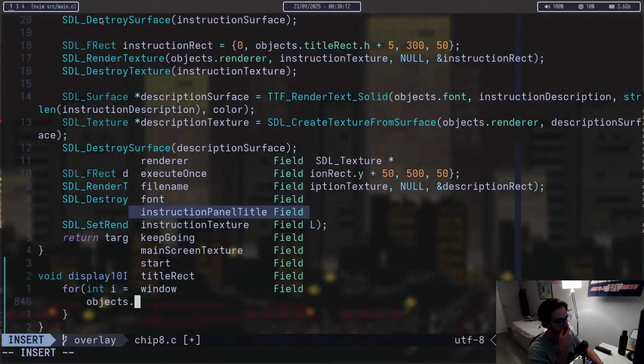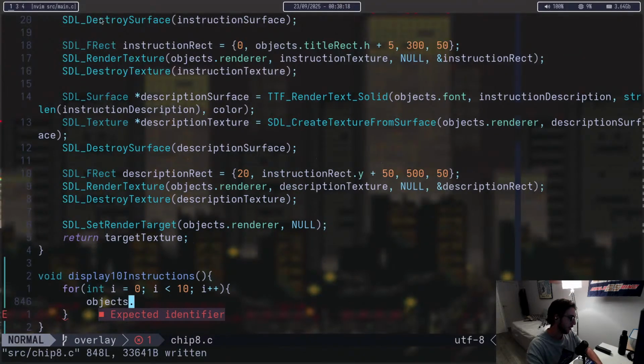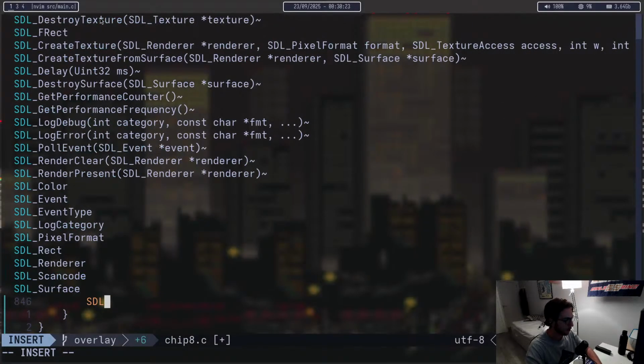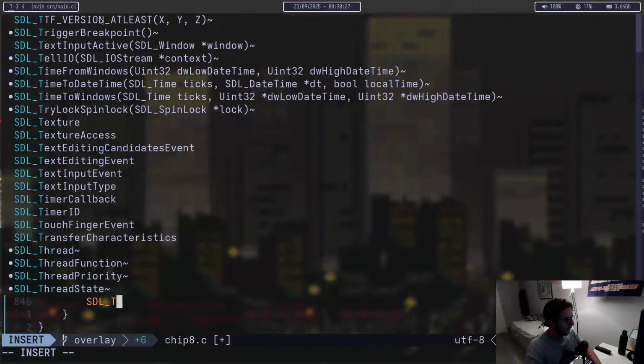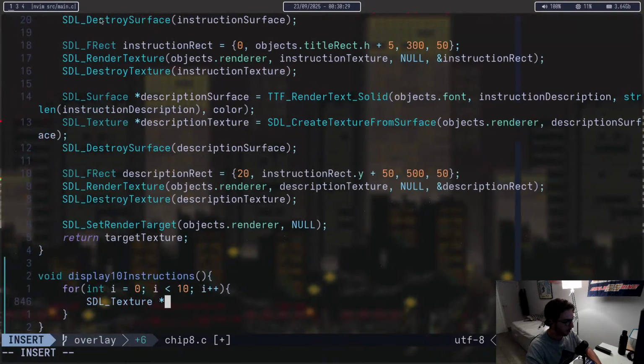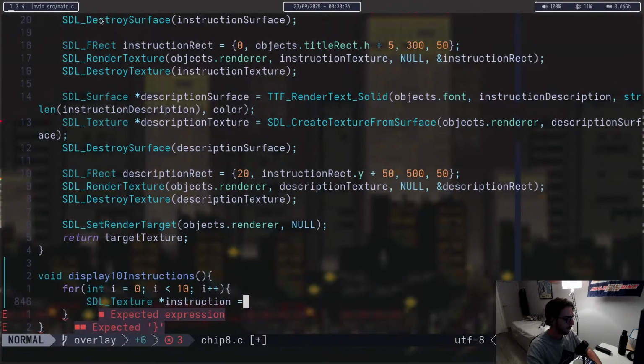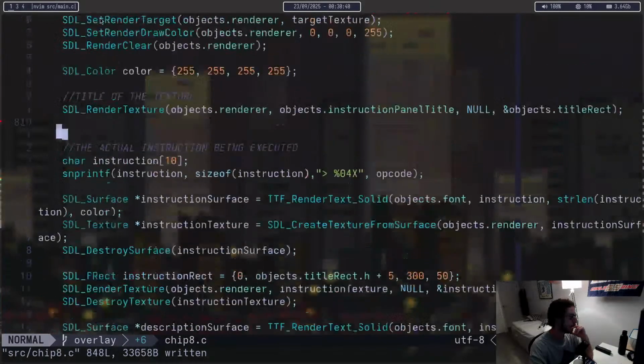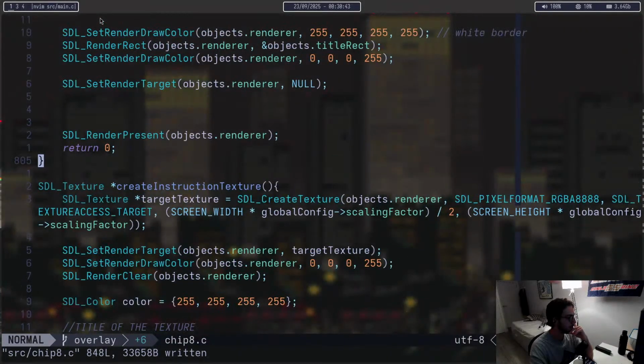Instruction panel title, instruction texture, main screen texture. Okay, try to get all this. Just make. Okay, so the same one that I'm using. Texture. Okay, so let's just see how I do this.